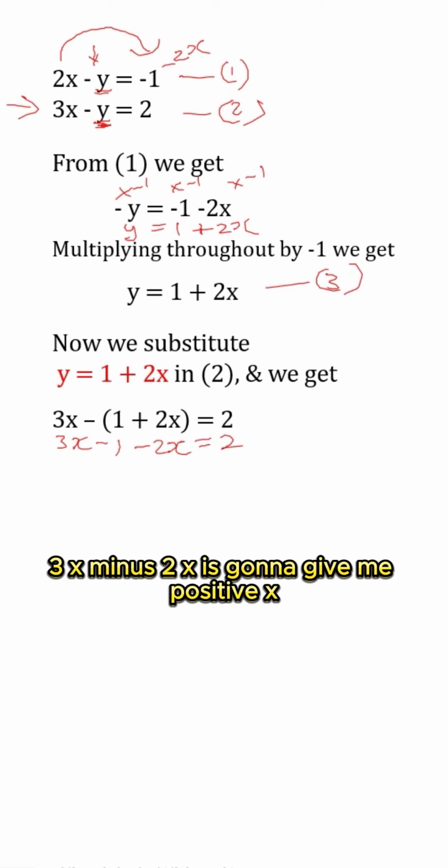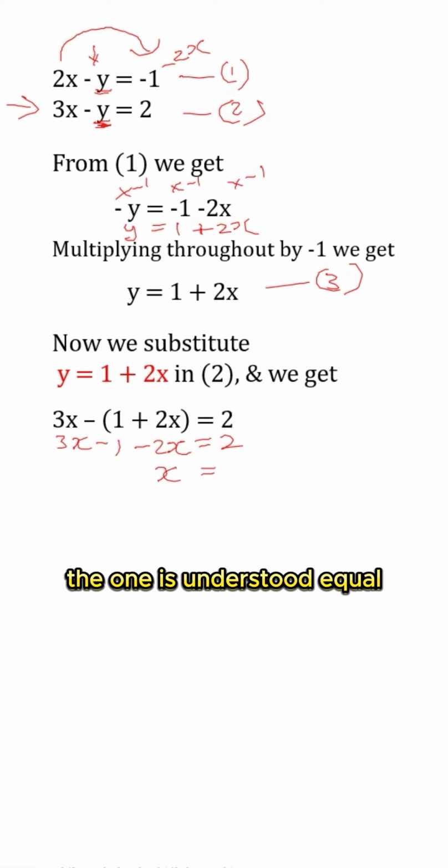3x minus 2x is going to give me positive x, positive 1x. The 1 is understood. Equal, I have 2 on this side. If I bring across this negative 1, it becomes a positive 1. So x is going to be equal to 3.